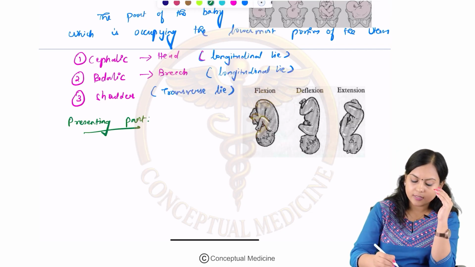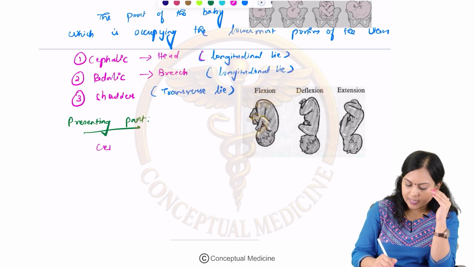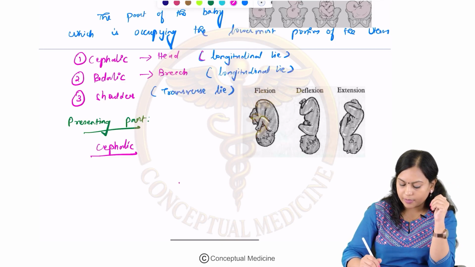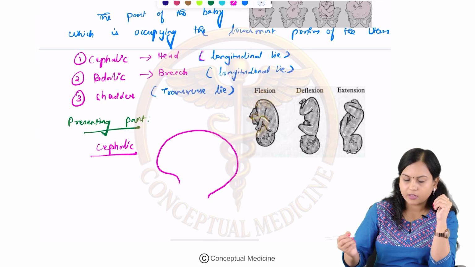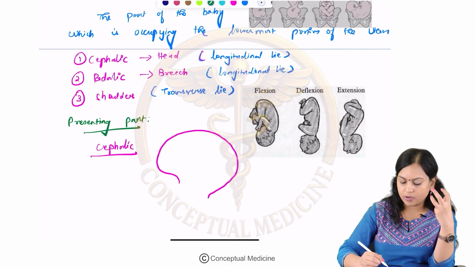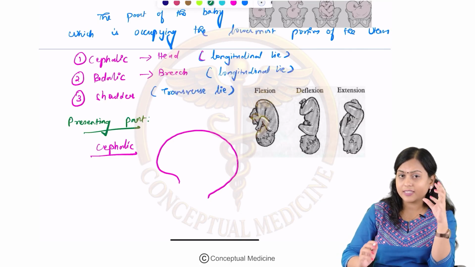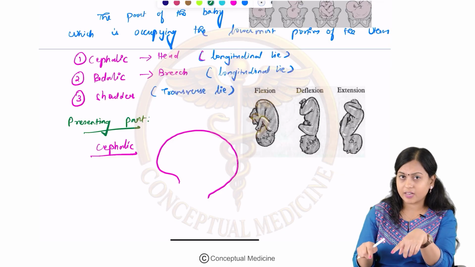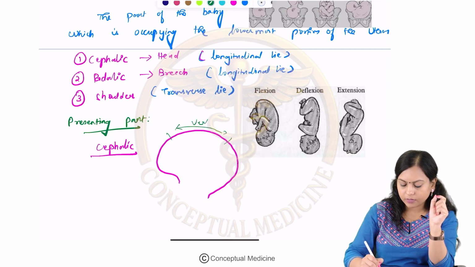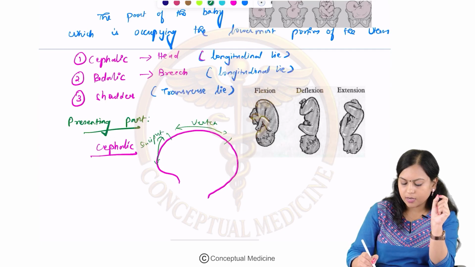Suppose I'll explain this. If we take a cephalic presentation, if I draw the head of the baby, it is just like this, right? So this whole part is called the head. But we have learnt in the fetal skull that there are different terminologies applied to the cranial vault also. From the anterior fontanelle to the posterior fontanelle, this is going to be the vertex. This region is going to be the sinciput, and posteriorly this region is going to be the occiput.